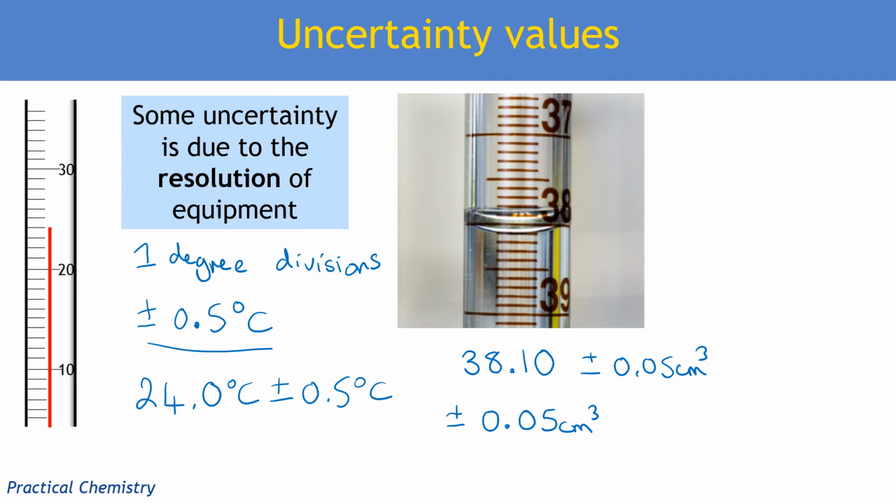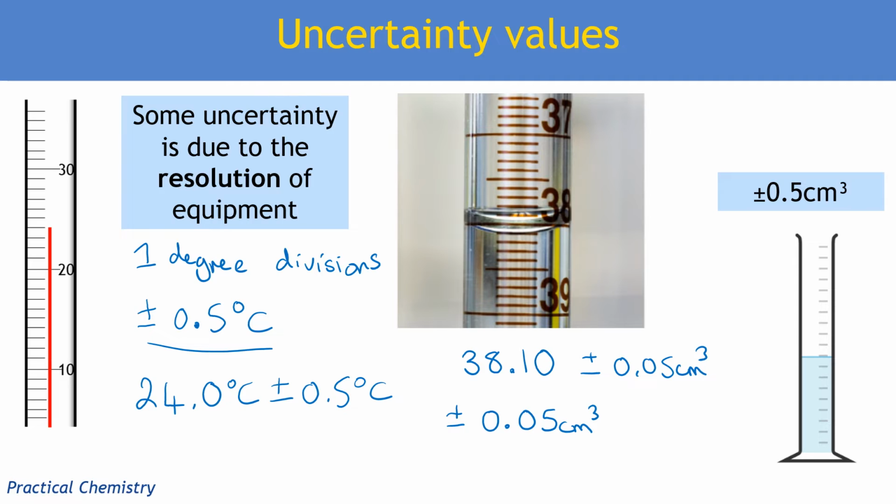Those are things that have divisions on, but with a measuring cylinder, we can do the same thing. A measuring cylinder reads 1 centimetre cubed in the division, so we can pretty much say it's plus or minus 0.5, although if it's just a cheap plastic measuring cylinder, it actually might be a little bit less accurate than that.